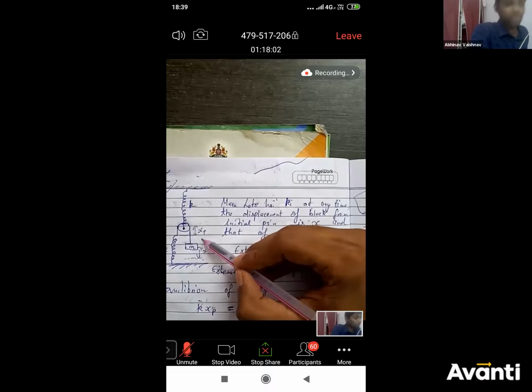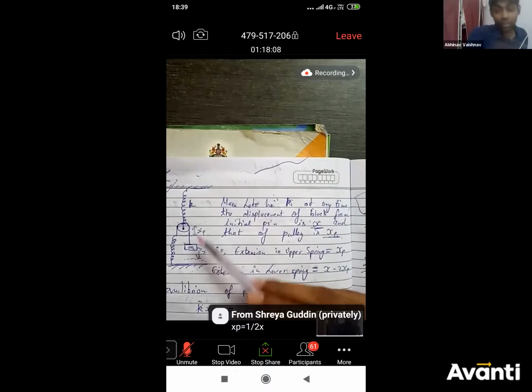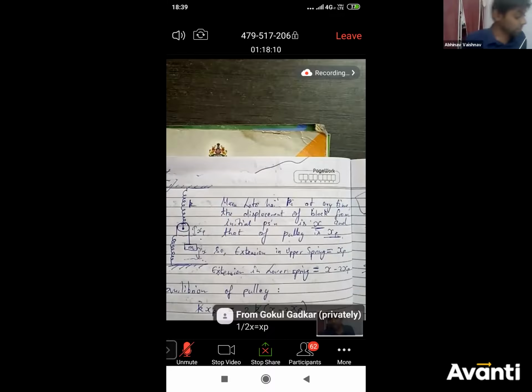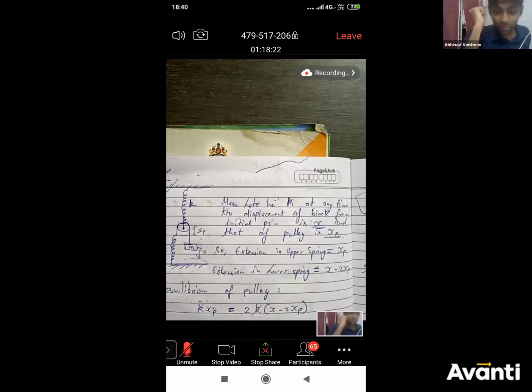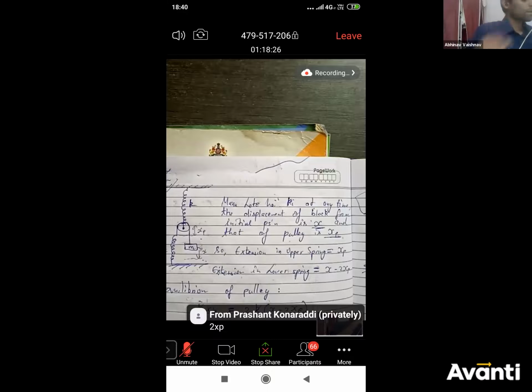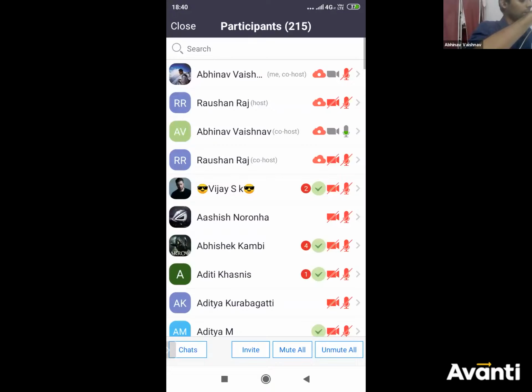So what is the relation between x and xp? Can we relate x and xp? Block कितना नीचे जाएगा, pulley कितना नीचे जाएगा भाई? Relation बताओ फटाफट. So some people are saying xp equals half of x. Okay, तुक्का नहीं मारना है, सोच के बताओ. Chetan is saying x equals to xp. All right. Okay, fine. ठीक है, no one seems to be getting it.